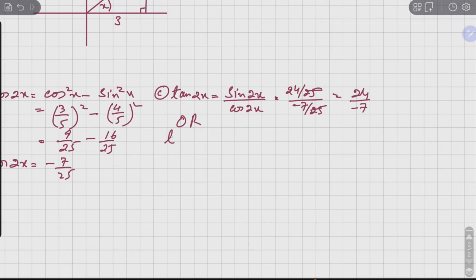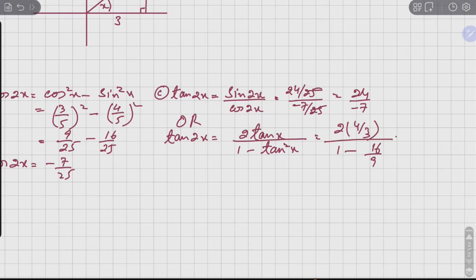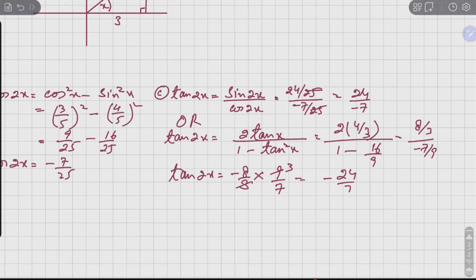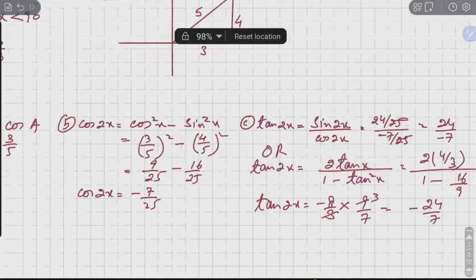Or you can also take the double angle formula, 2 tan of x over 1 minus tan square of x. अब ये जो इसकी वैल्यूज दी हुई हैं, आप उन वैल्यूज को यहाँ पे यूज कर सकते हैं. एंड दिस इज 8/3, इट इज minus 7/9. So tan of 2x is equal to 8/3 times minus 9/7. 3 ones are 3, so minus 24 over 7. So you can see that you can get the answer from any of the methods.